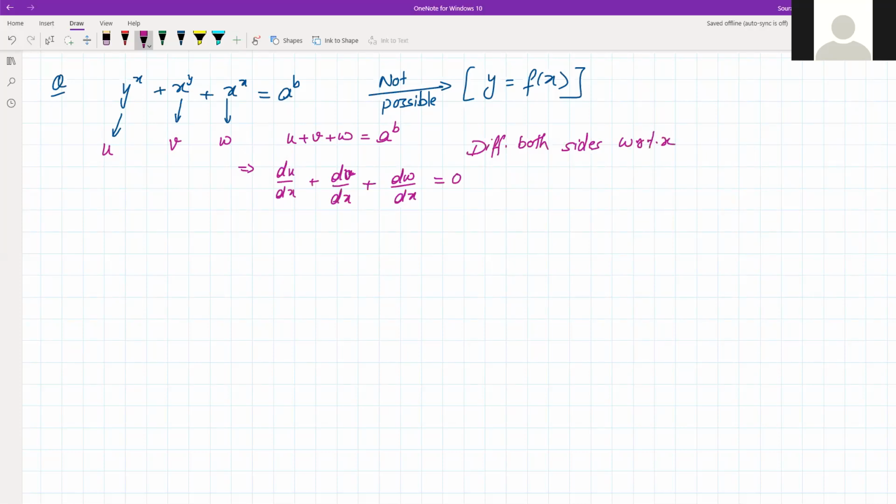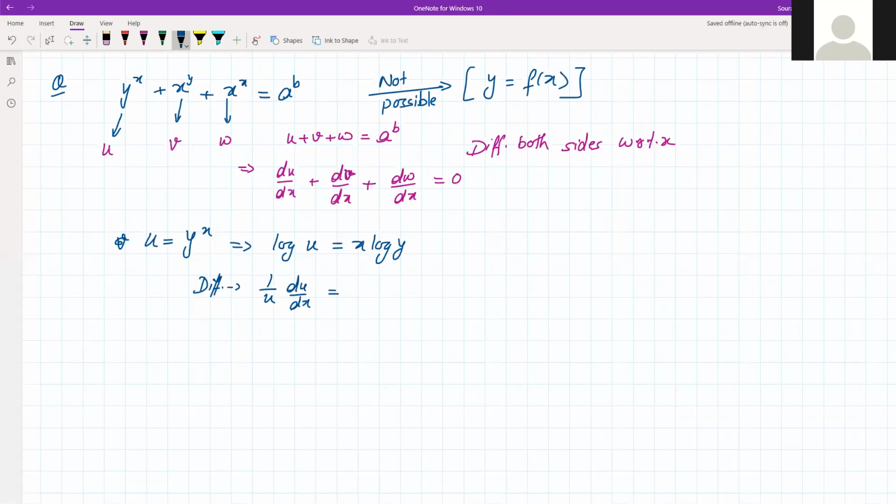So let's do that. Now we have to find du by dx, which itself is a complex function, an exponential function, and not in the form of x to the power n. So suppose the first function, that is u, is equal to y to the power x. So taking log on both sides, what does it become? Log u is equal to x log y. And now we differentiate with respect to x. So it becomes 1 by u du by dx.